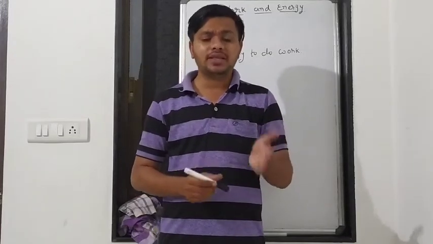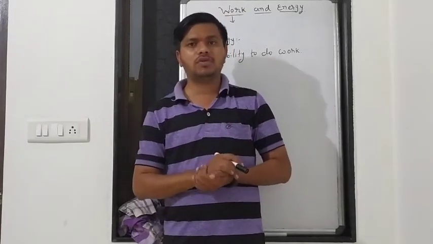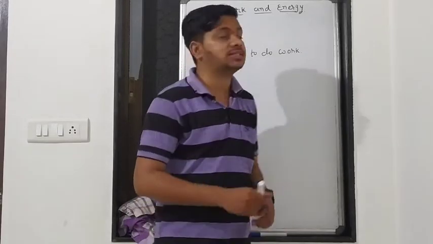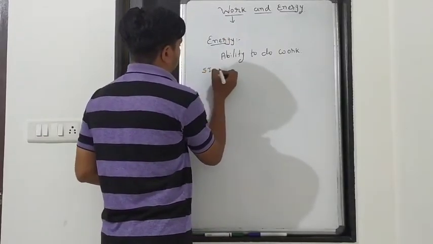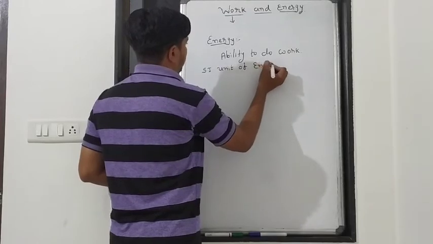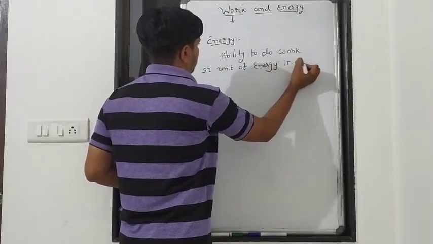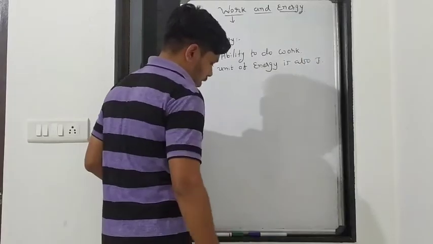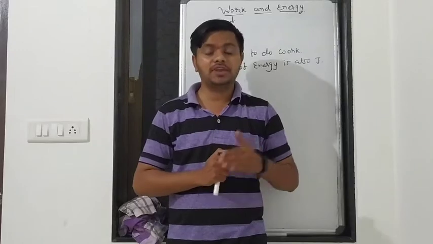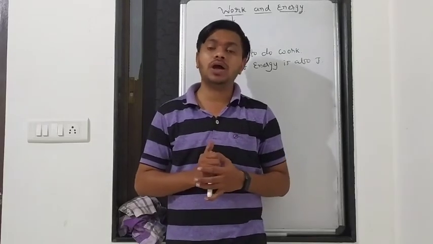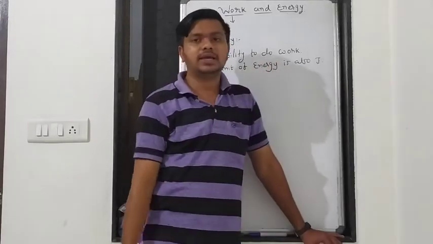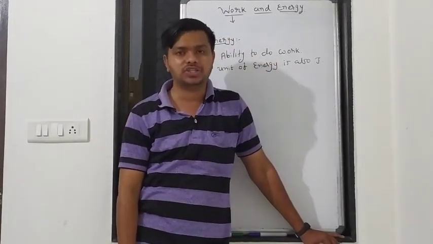So you can say that energy is one type of work, the ability of work. It means the SI unit of energy is also joule. If you have a higher energy, you will do a higher work. And if you have less energy, you will do less work. So you can say that the ability to do work is known as energy.